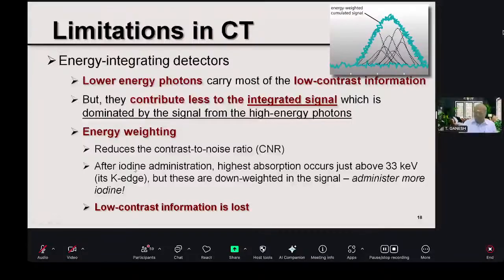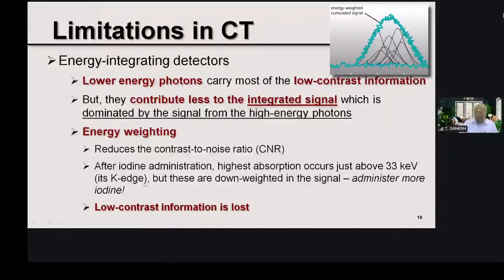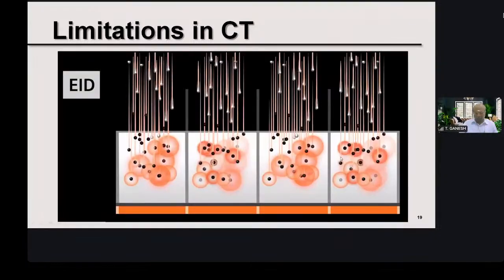Means that, for example, after iodine administration, the highest absorption occurs just above the 33 keV, its K-edge. But these photons are downweighted in the signal. So we have to administer more iodine in order to see iodine in the image. So the iodine burden to the patient is now more. So the low contrast information is lost in the presence of these dominating high energy photons. That's problem number 2.